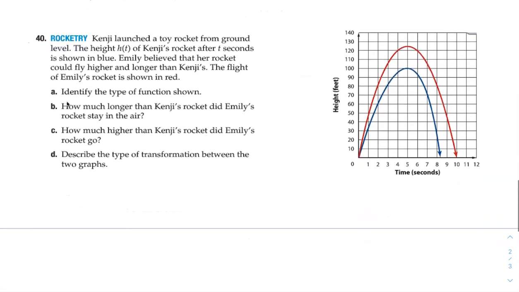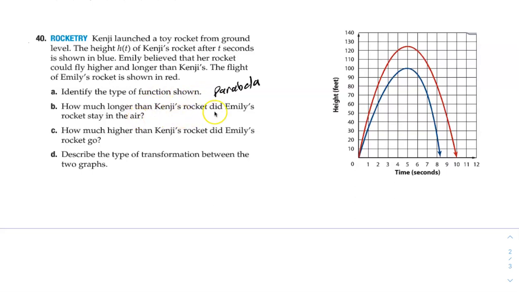Okay, last question. Kenji launched a toy rocket from ground level. The height h(t) of Kenji's rocket after t seconds is shown in blue. So that's the blue one. Emily believed that her rocket could fly higher and longer than Kenji's. The flight of Emily's rocket is shown in red, so it's Emily's. Identify the type of function shown. That's a parabola.